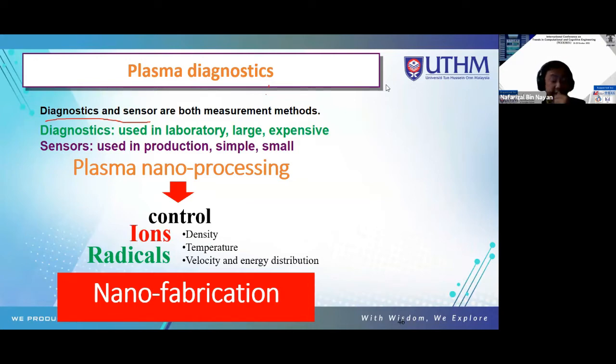So we want to use these diagnostics and sensors for plasma nanoprocessing, so that we can achieve what we call nanofabrication, right?